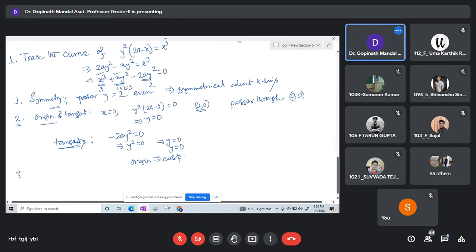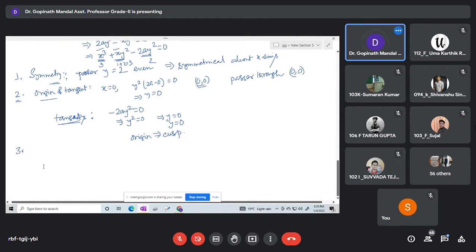Third, asymptote. Now first find the asymptote parallel to x-axis. So the equation is x cube plus xy square minus 2ay square equal to 0. Now the coefficient of the highest power of x, which is 1, equal to 0 is absurd. That means no asymptote parallel to x-axis.